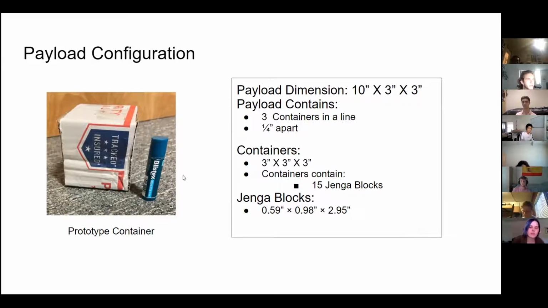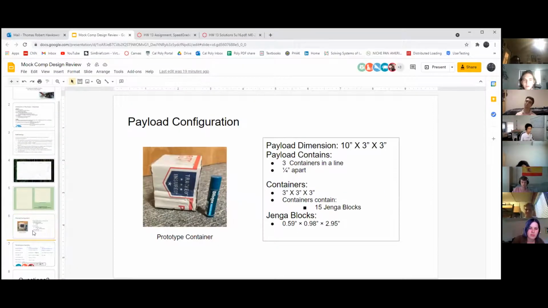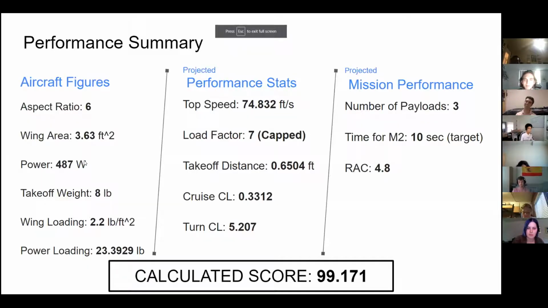And then I think the last question I had is that the turn CL was very high. I was wondering if you had any thoughts on why that number is so high, and if you're going to try to implement anything to be able to achieve that, because that's a really high turn CL.